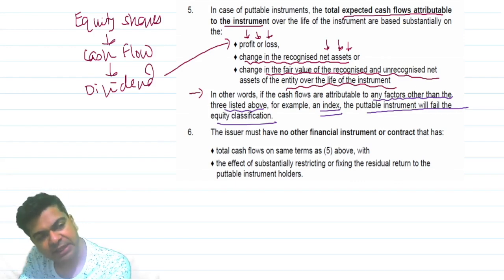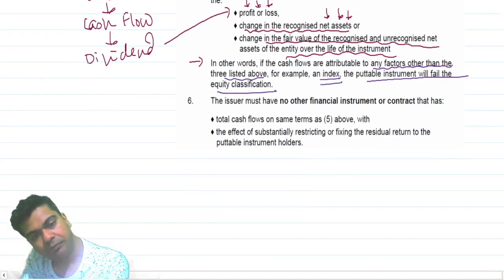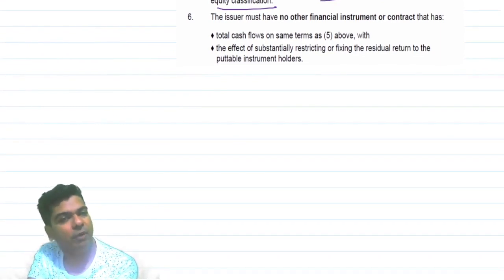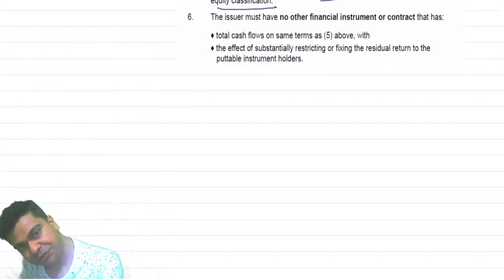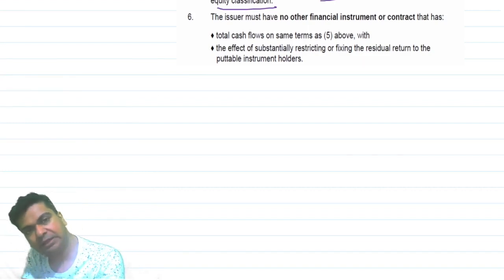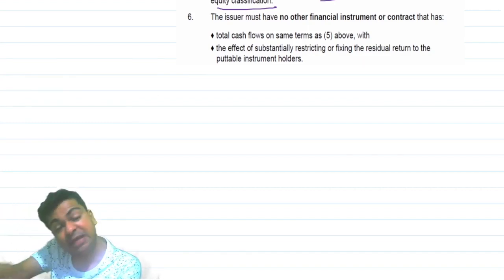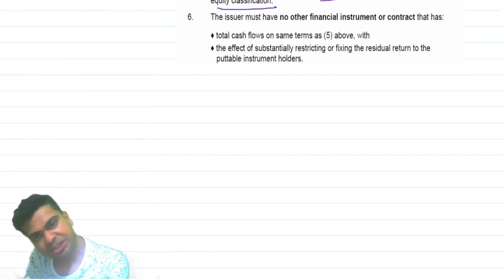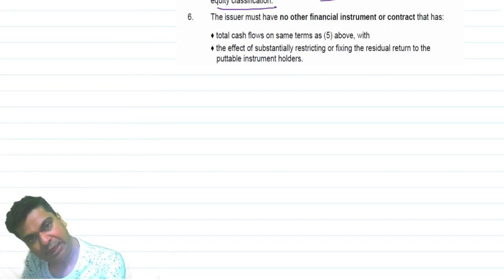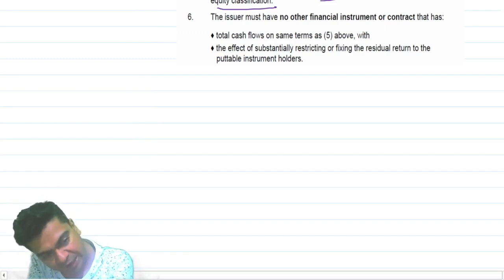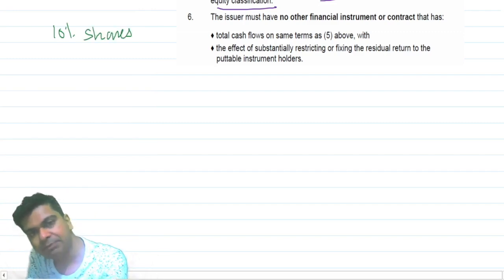And finally, the last condition. It's quite possible that you may fulfill the first 5 conditions, but if you fail to fulfill the 6th condition, in other words, if there is some other contract, then it shall again become a financial liability. For example, think in this way. For example, you are having 10% shares.